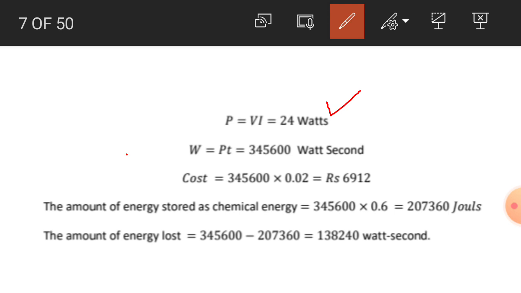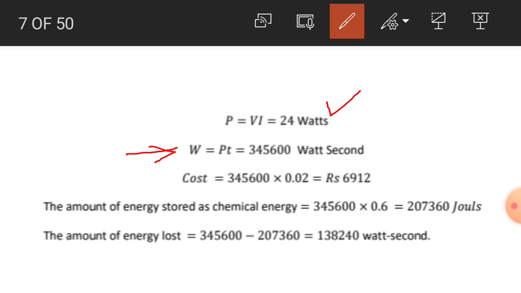And then we calculate the energy with the help of this particular equation. The product of the electrical power and time results in energy. So the total electrical energy is 3,45,600 watt seconds. We know the cost of watt second, which is 0.02. So 1 watt second costs 0.02.